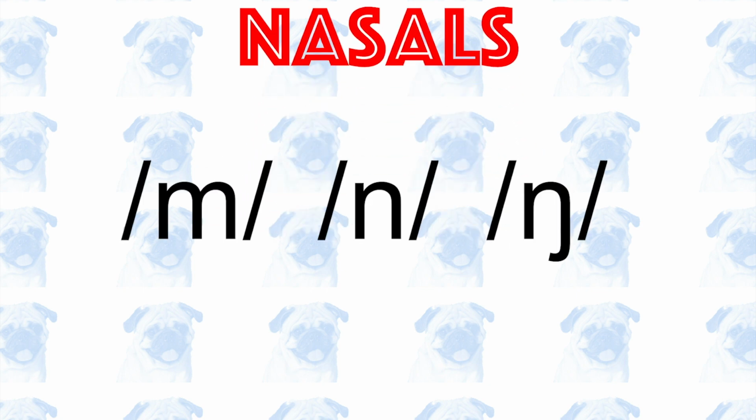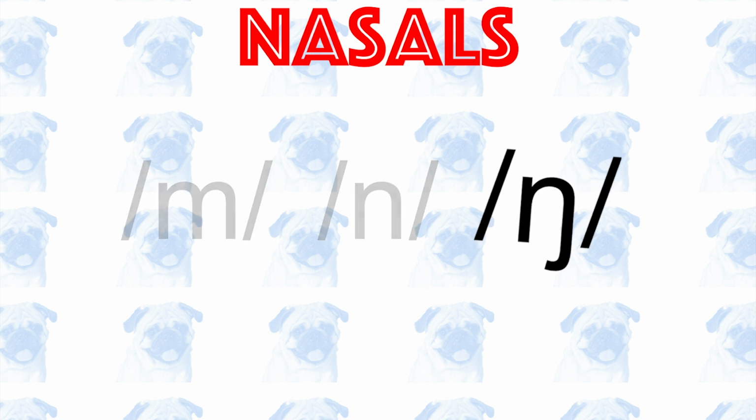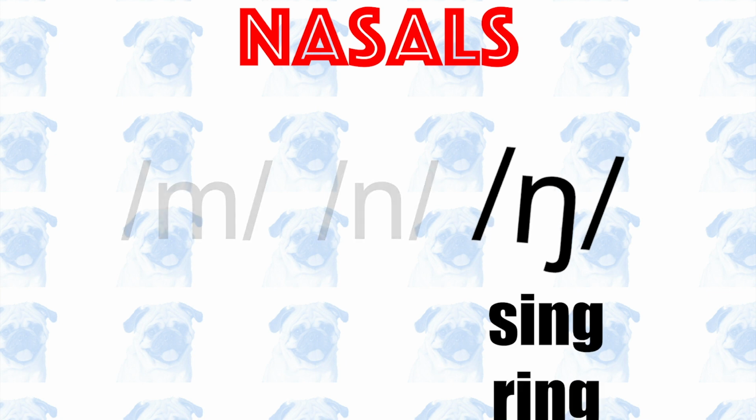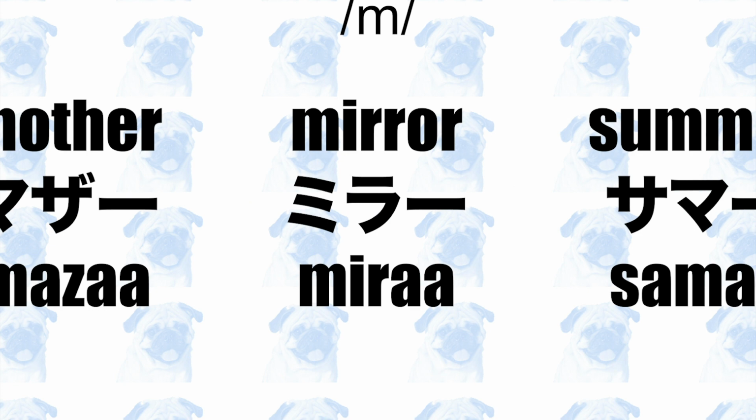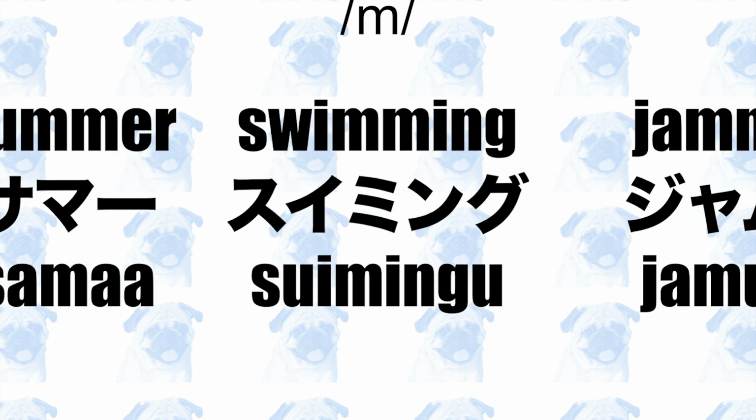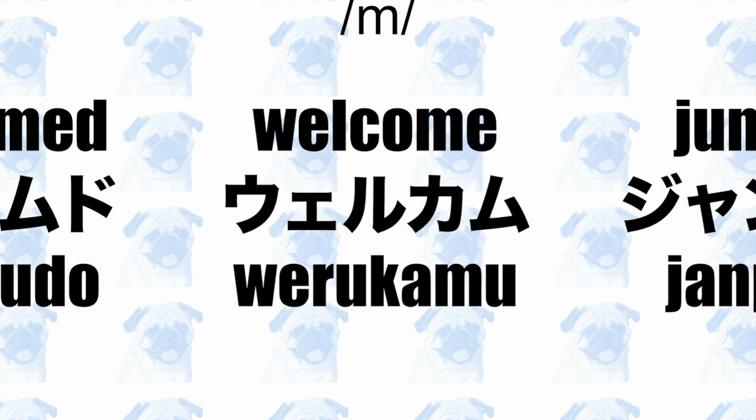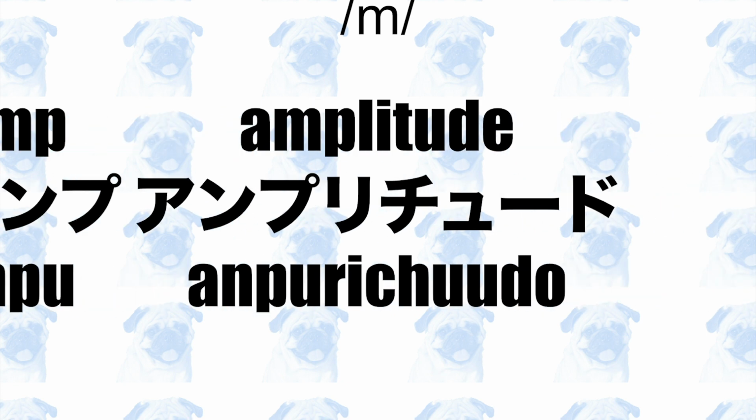We now move on to the nasal consonants of English. There are three nasal consonants in English, namely ma, na, and nga, the last of which may be the least familiar of the three, but this third nasal consonant is basically the sound that appears at the end of words such as sing and ring. Ma does not change much from English to Japanese. Mother, mirror, summer, swimming, jammed, welcome, jump, amplitude.